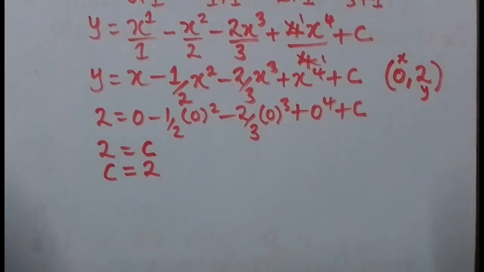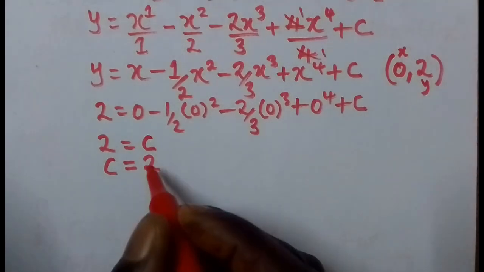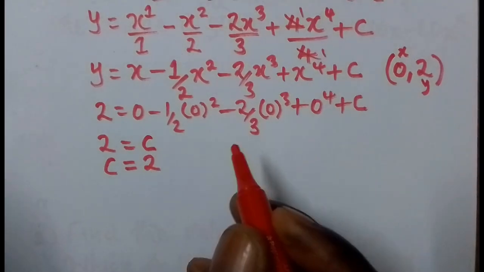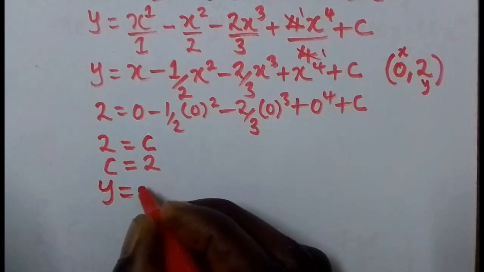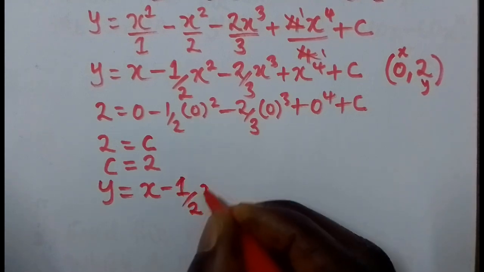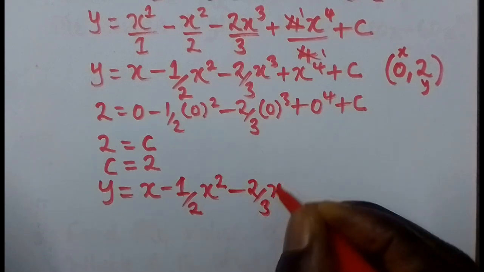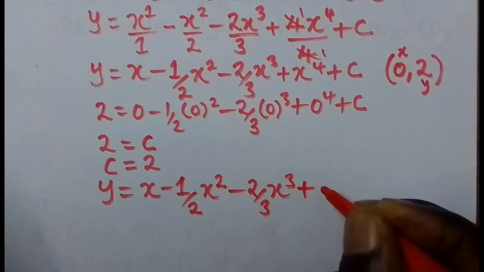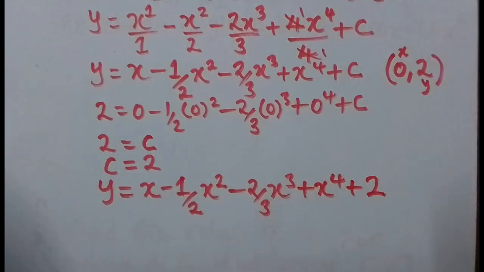So entering the final stage. For the final stage, we are just now substituting where there's c, we put a 2. So our equation is going to be y is equal to x minus 1 over 2 x to the power 2 minus 2 over 3 x to the power 3 plus x to the power 4 plus 2. So this is what we're getting as our equation.